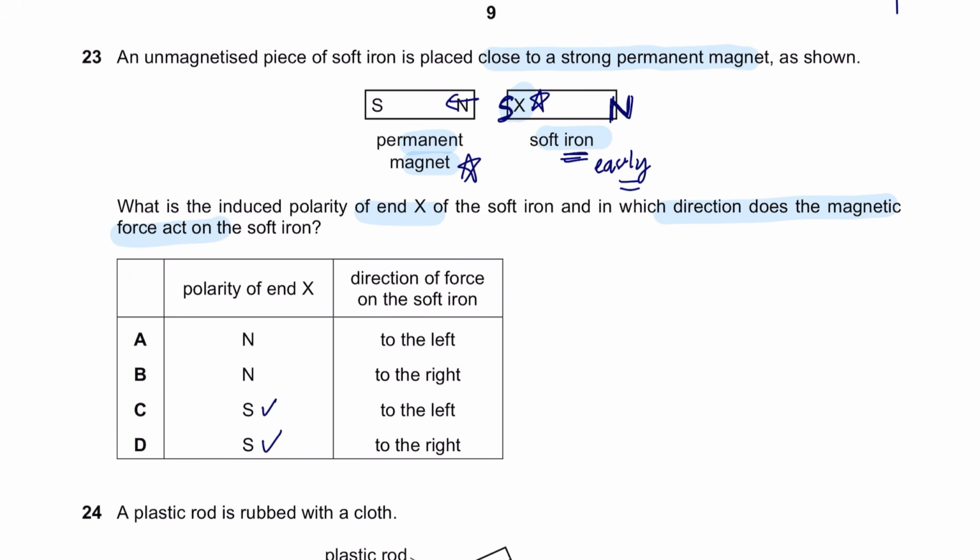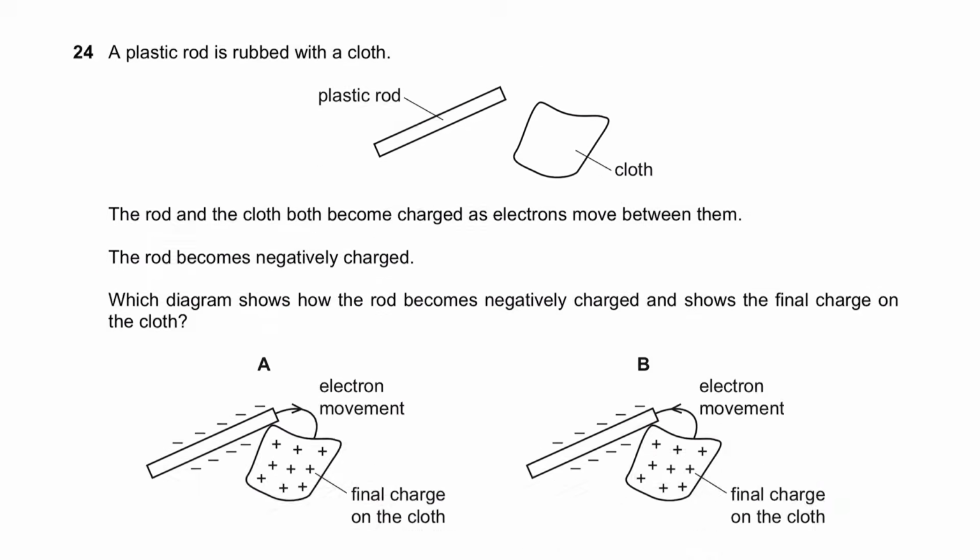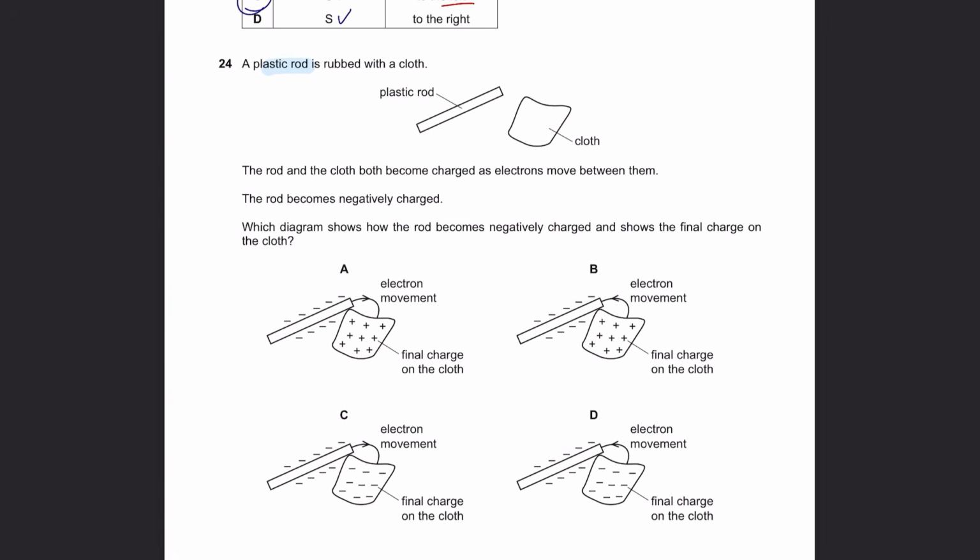Now we're going to look for the direction of force on the soft iron. Well, since it is magnetized, it will be attracted, so the direction is to the left. Answer is C. Question 24. A plastic rod is rubbed with a cloth. The rod and the cloth become charged as electrons move between them. The rod becomes negatively charged. Which diagram shows how the rod becomes negatively charged and shows the final charge on the cloth?